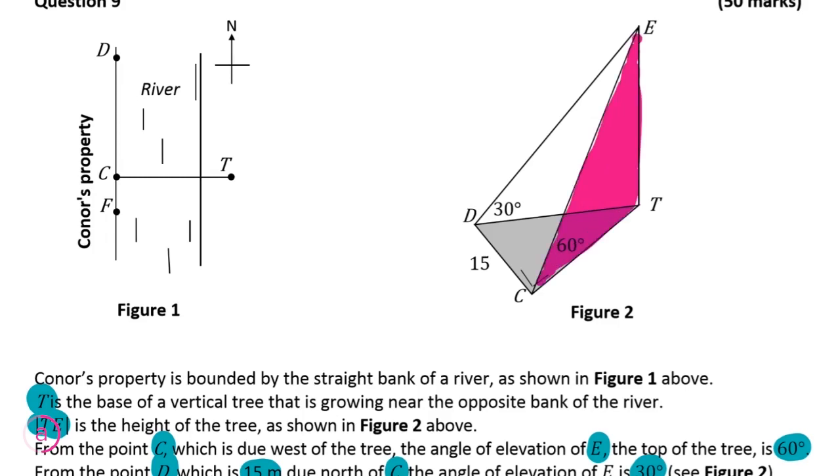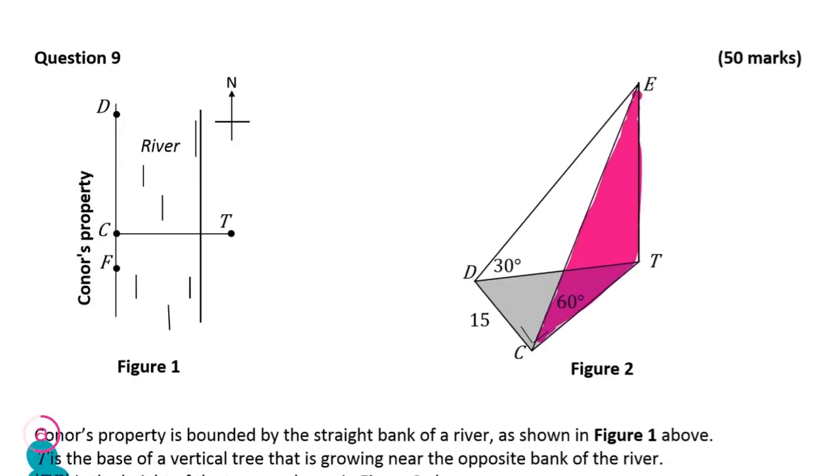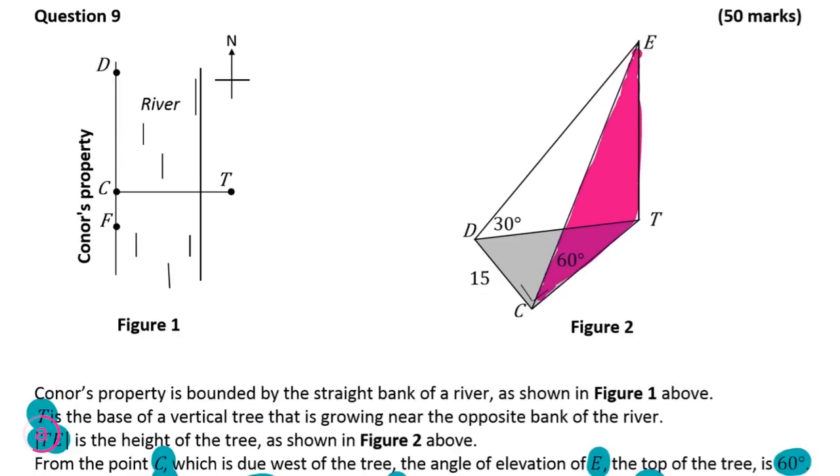So we're going to use the fact that the angle of elevation at C is 60 degrees to create a relationship between that angle and the opposite side, which is the length TE. And we also know that this corner is 90 degrees because TE is vertical. So E is the top of the tree and T is the bottom of the tree. Therefore, we've got a simple right angle triangle, and we know one of the angles to be 60 degrees.